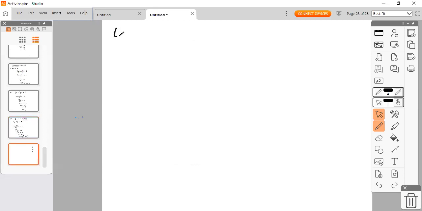The next one is a past paper question. I've not written down what past paper it's from, but find it there. This is a past paper question where they've asked you to solve for x.